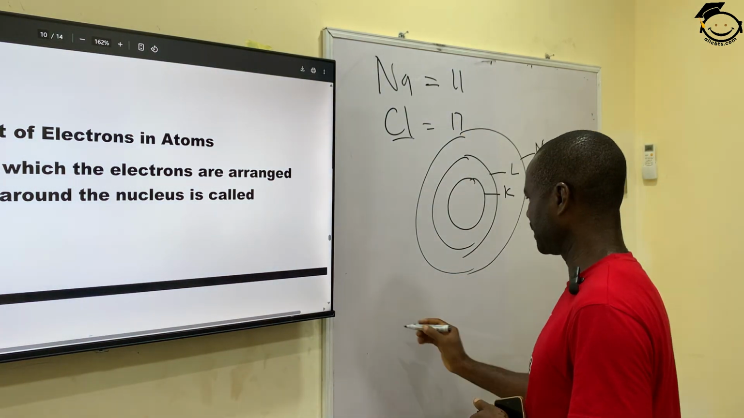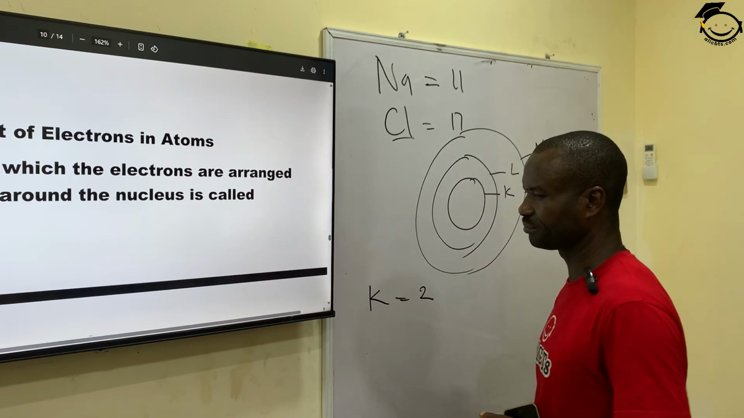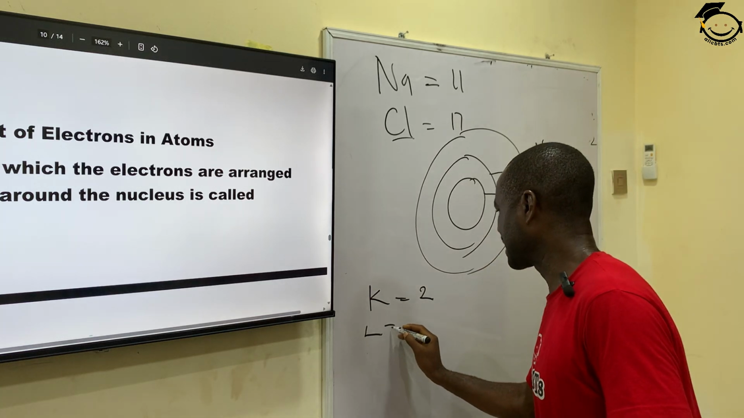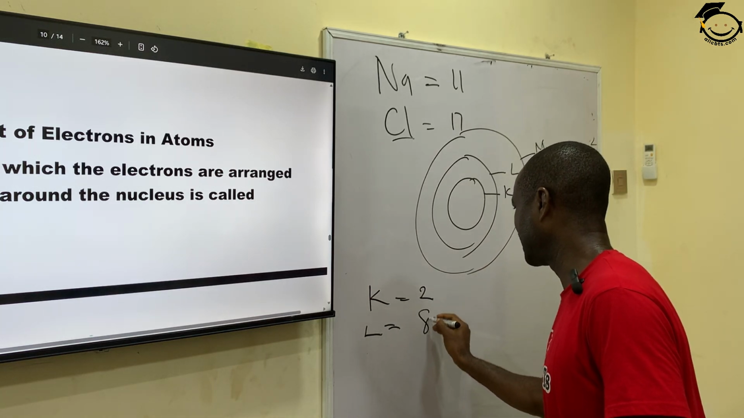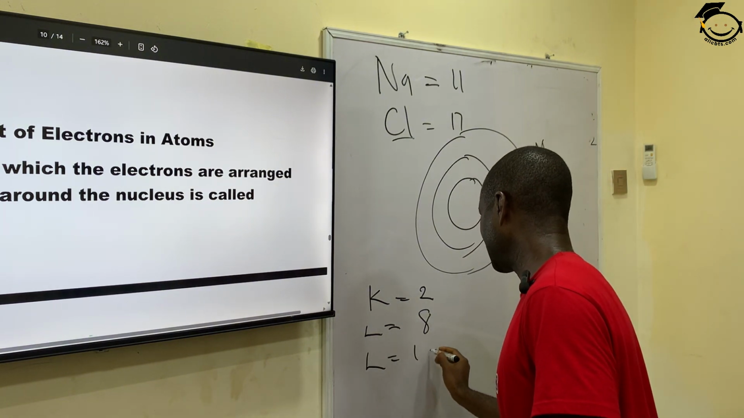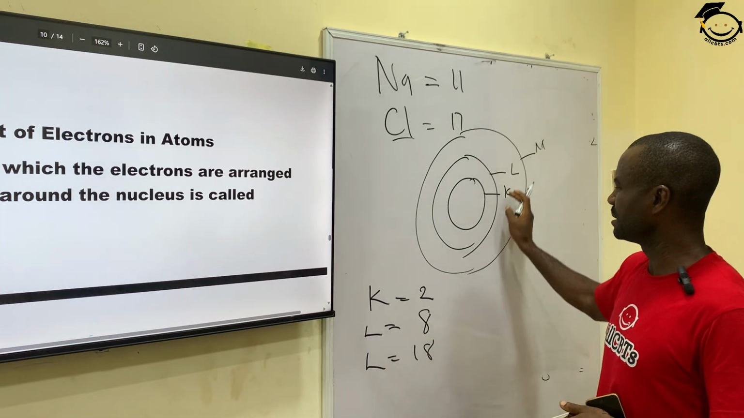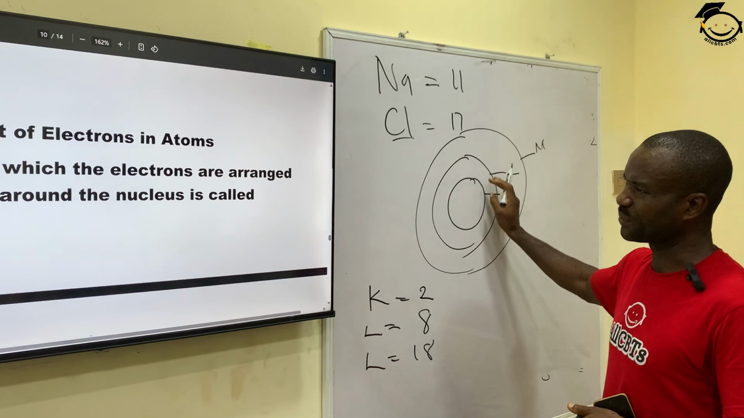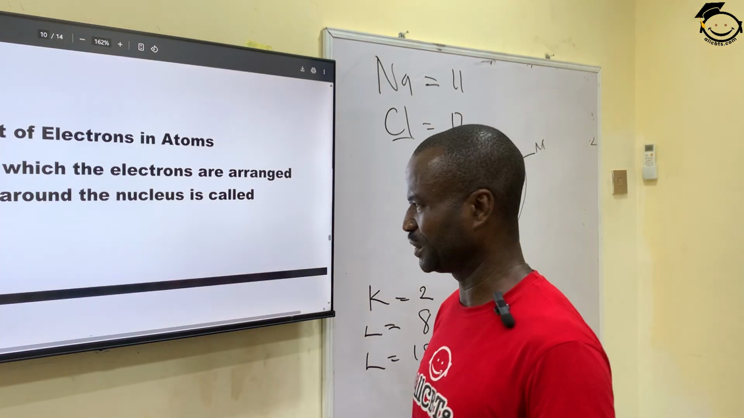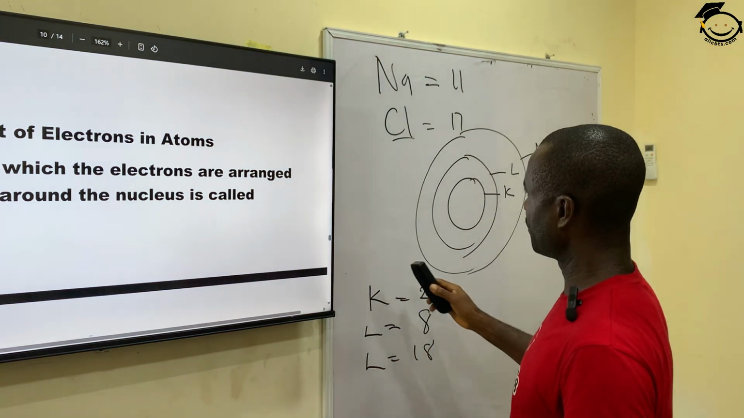There is a number of electrons each shell can carry. For instance, the first shell, K, can carry a maximum of 2 electrons. The second shell, L, has the capacity to carry not more than 8 electrons. The third shell cannot carry more than 18 electrons. So this arrangement of electrons in their shells is what we call electronic configuration.